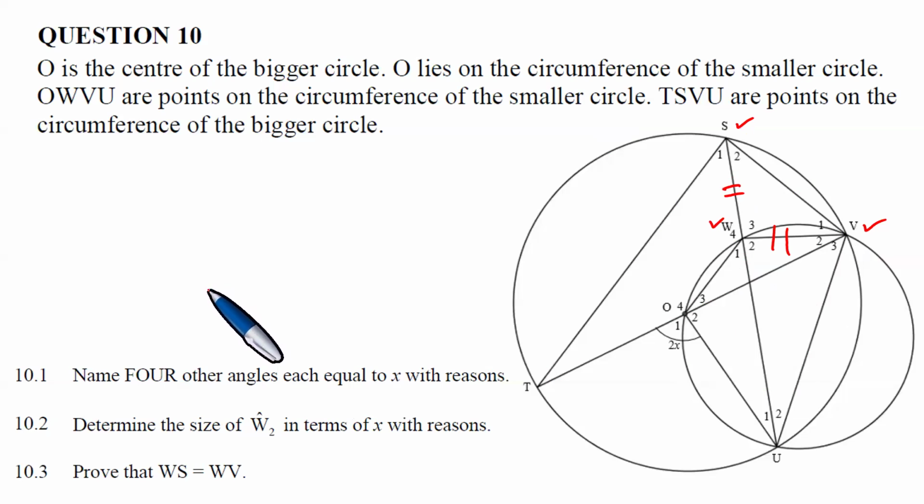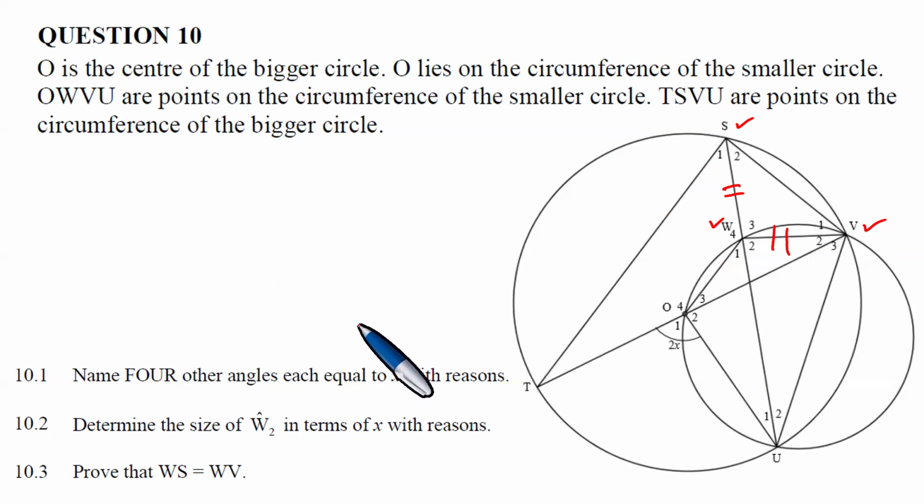So I know the angle that we're supposed to be proving. Which angle are we supposed to prove? We're supposed to prove that V1 is equal to S2. Yes, that's correct. We are pretty much there. Let's get cracking. S2 is equal to O2 because they're subtended in the same segment. So S2 is 180 degrees minus 2x.